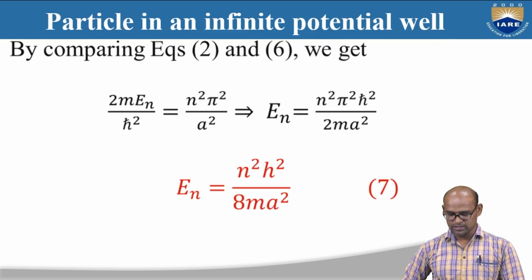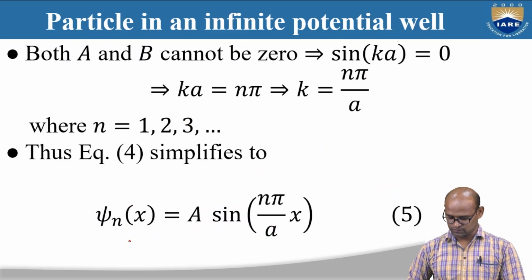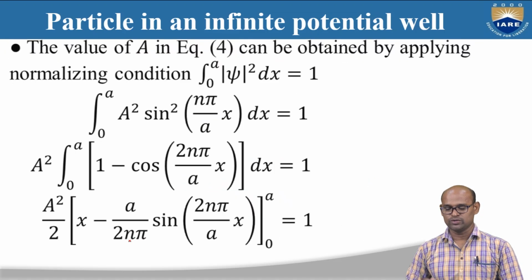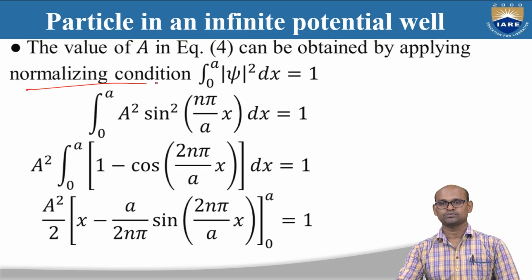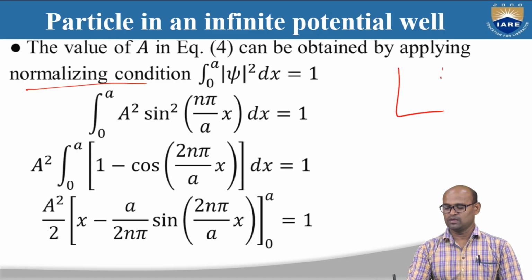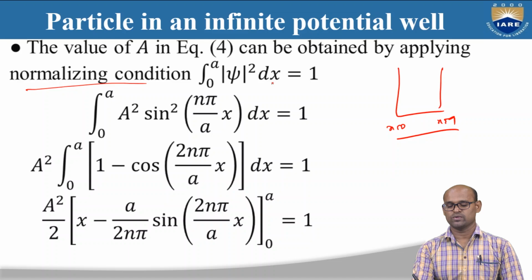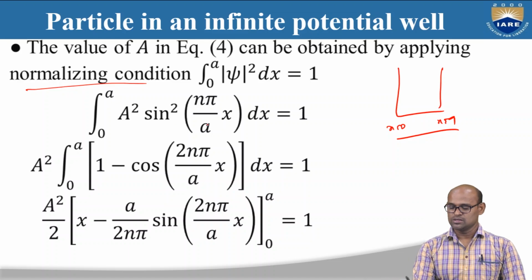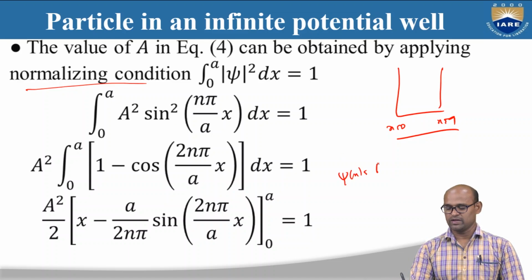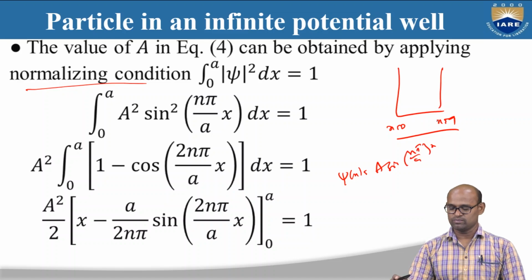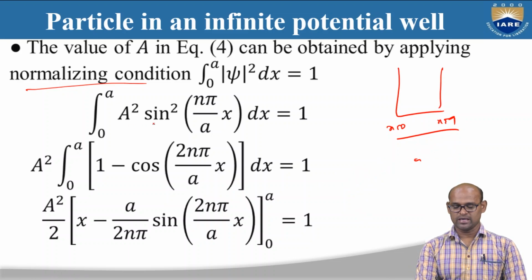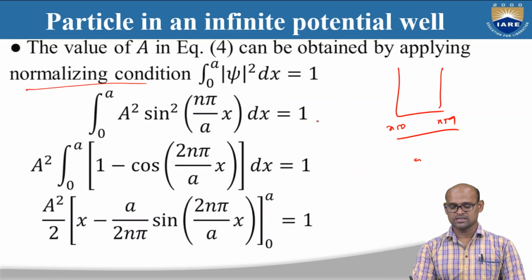Next, I need to find A in this wave function. To find A, I am going to use the normalization condition, because the particle is trapped in a one-dimensional box. I integrate mod psi square dx in one dimension. Psi of x is given as A sin n pi by a into x, so psi square is A square sin square n pi by a into x dx, equal to 1.